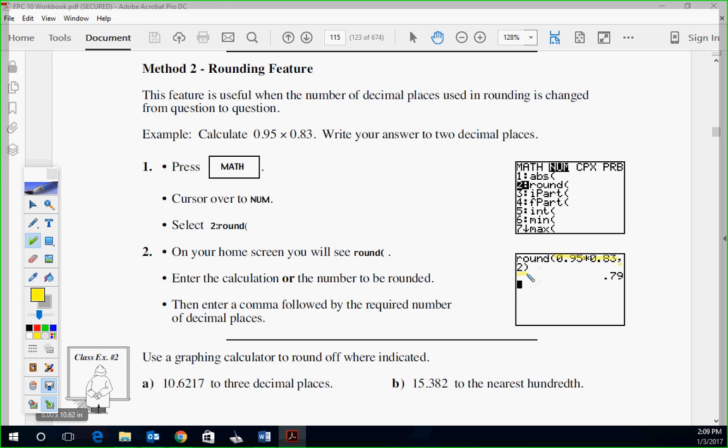So I'll write it for you. So in your calculator, click the round button: math, number, round. So you have round. We're doing this problem here. So you do 0.95 times 0.83, comma, 2. Comma's right above the 1.